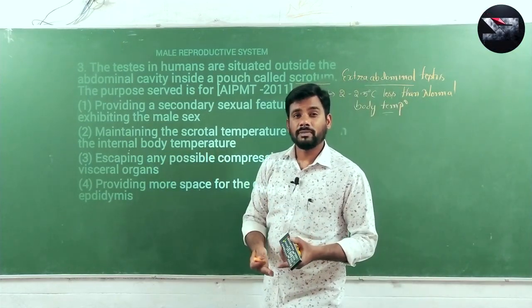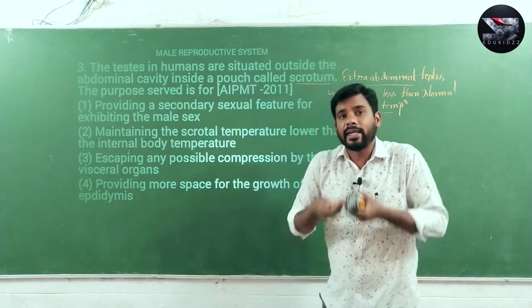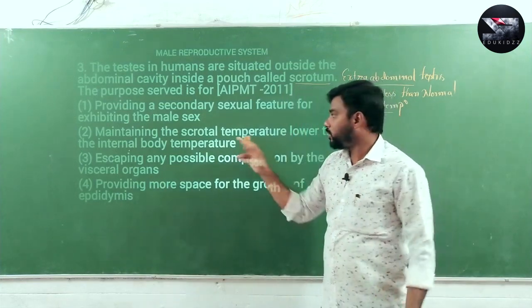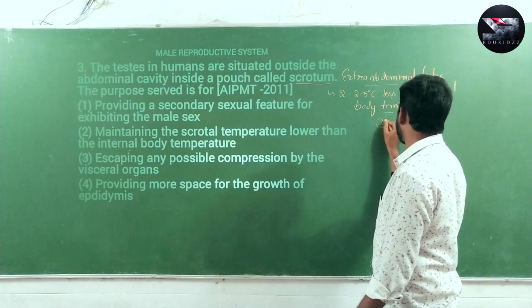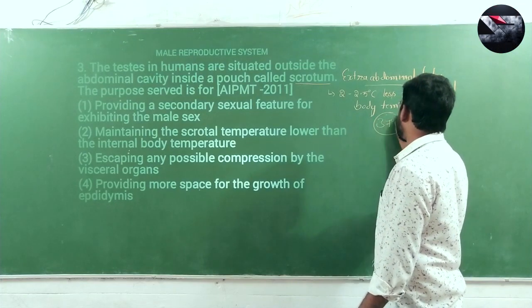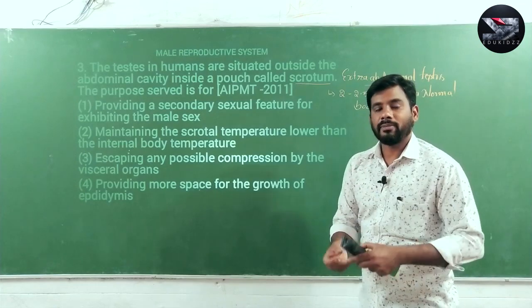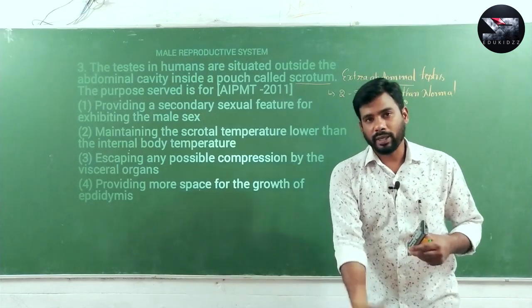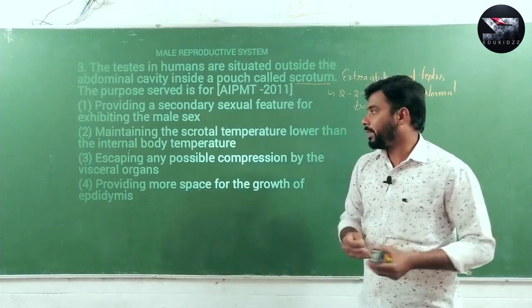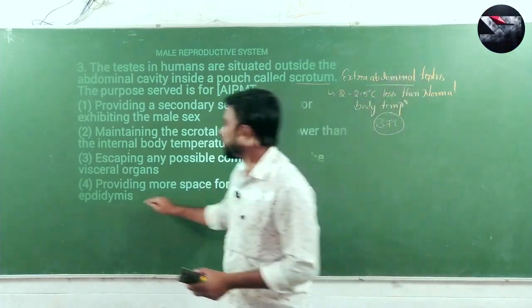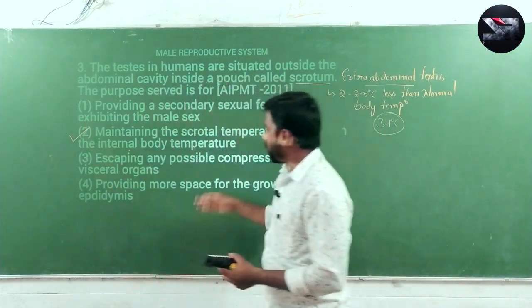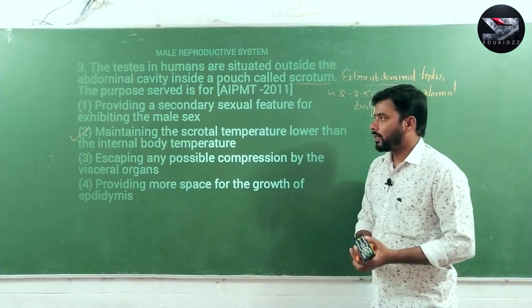What if the testes were situated inside the abdomen? Then the temperature would be 37 degrees Celsius. At this temperature there will be no spermatogenesis. That is why the testes are situated outside the body, in the extra abdominal region. So for this question the right answer is option 2. But when we take the other options, those are not the right answers.